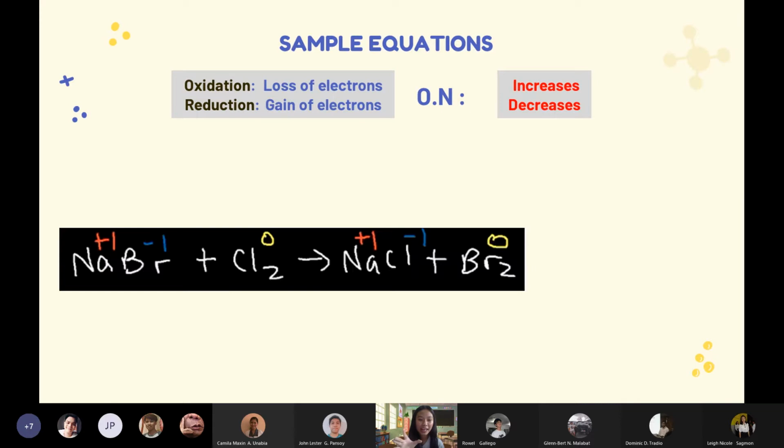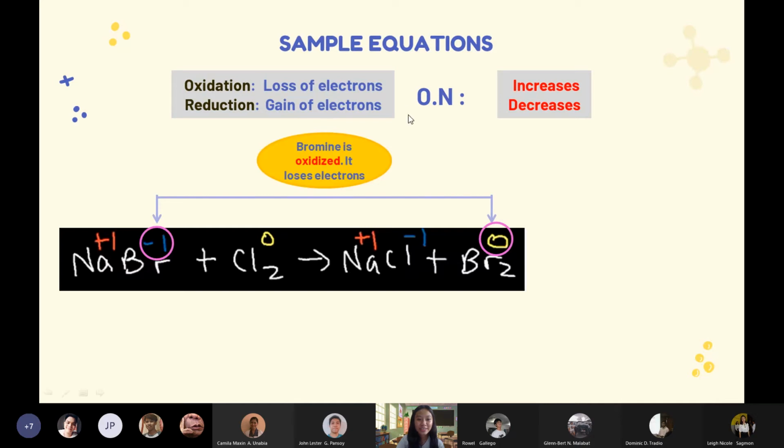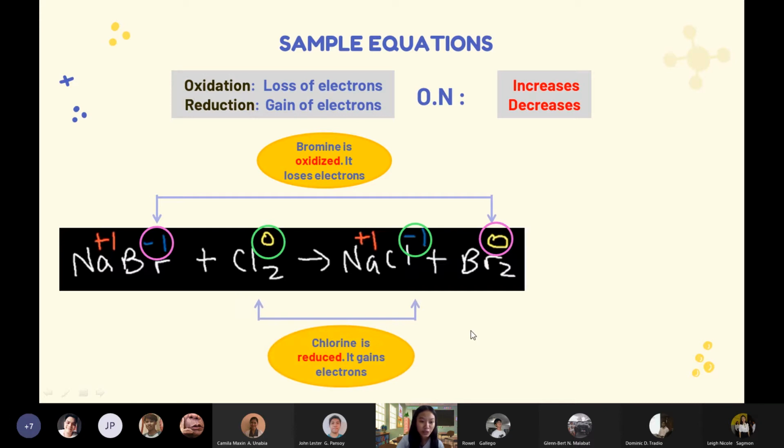Our concern is the oxidation numbers that change. Can you look at that? The bromine goes from -1 to 0. It increases, so oxidation happens. So bromine is oxidized. It loses electrons. Now chlorine goes from 0 to -1, a decrease. That makes chlorine reduced. It gains electrons.